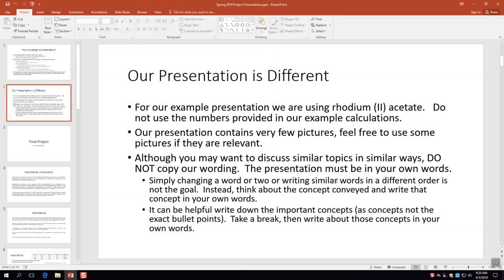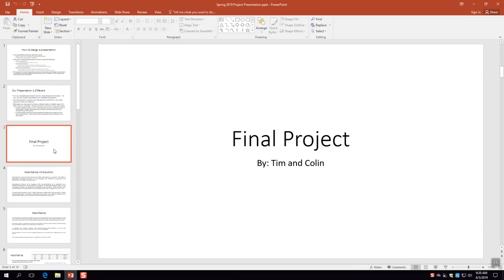And now Tim and I will go through exactly what is expected of you. But again, we're using rhodium-2 acetate as our example. So I'm going to turn it over to Tim, who will start with the spectroscopy section. So Colin and I performed this project using rhodium-2 acetate, and we're now going to present to you what we did during this project and what our findings were as a result of the experimental methods that we explored.